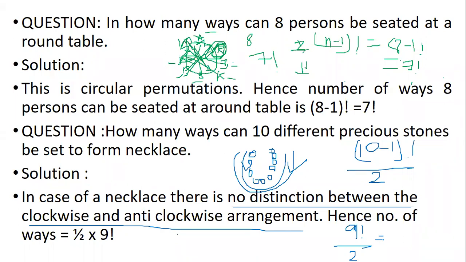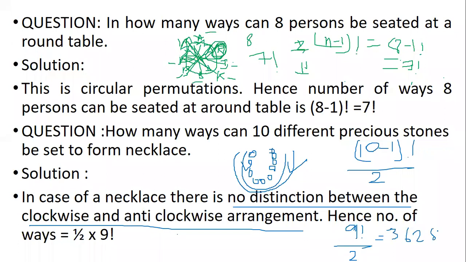Nine into 8 into 7 into 6 into 5 into 4 into 3 into 2 into 1. How much do you get? 9 factorial. Rida, check again. Are you giving me the final answer? Okay. Yes, Anusha.